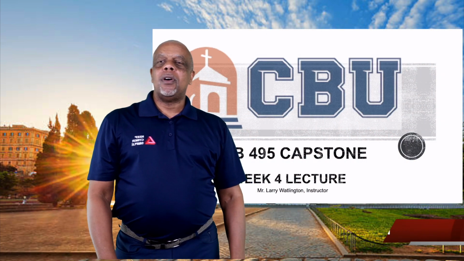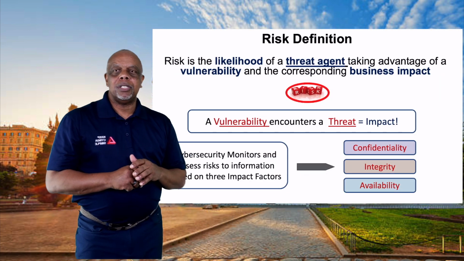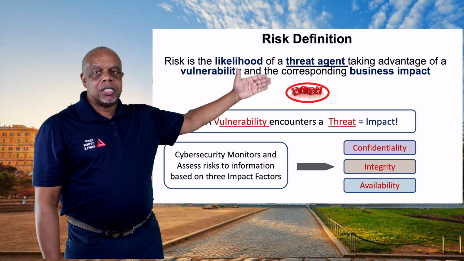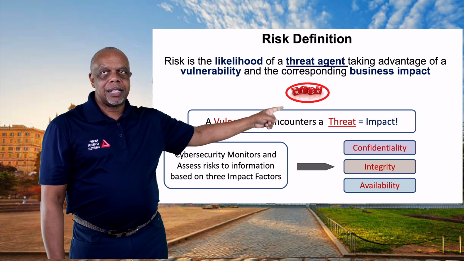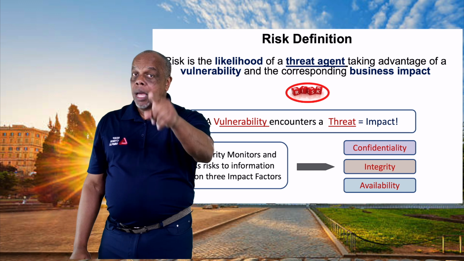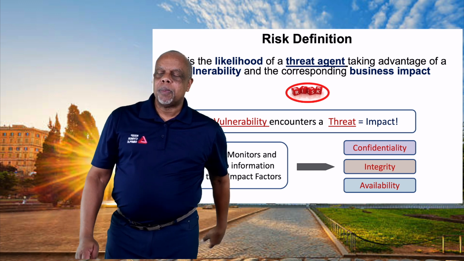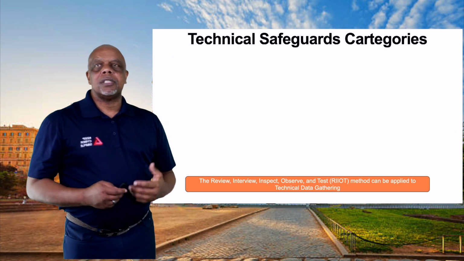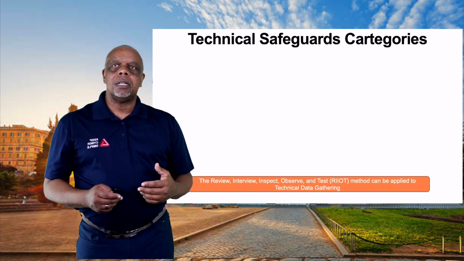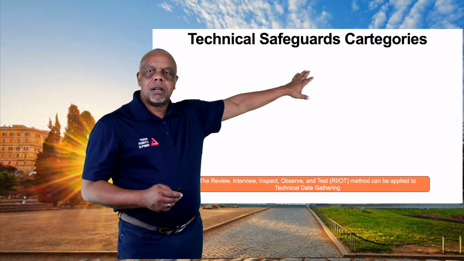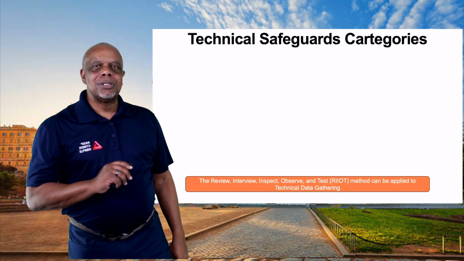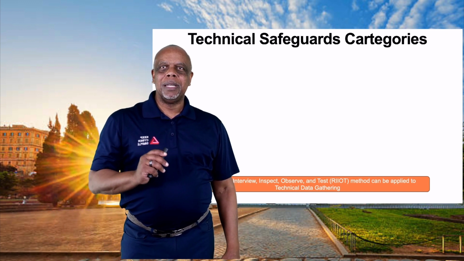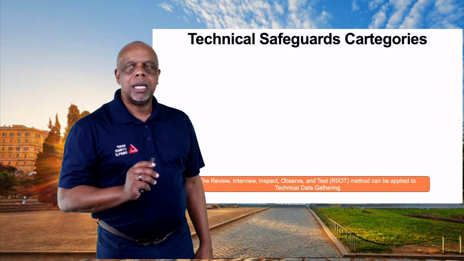As we look at week 4, we're still in data gathering. As I always say, you're going to see this slide. Risk: the likelihood of a threat agent taking advantage of a vulnerability, and the corresponding business impacts. This week we'll look at technical safeguard categories. Oh my God, I misspelled words. Categories. Makes me sound like I'm just a little European. We'll talk about categories today.